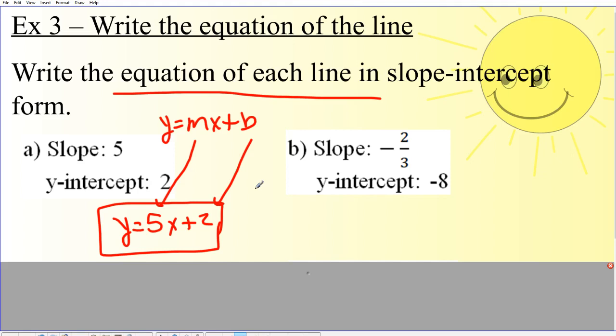Letter B. Y equals, my slope is negative 2/3 x. My intercept is negative 8. Done. It's really that easy. If they give you the slope and they give you the y-intercept, all you have to do is plug them in. Done.